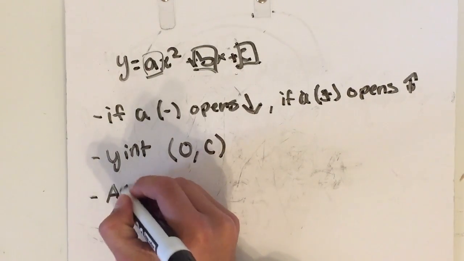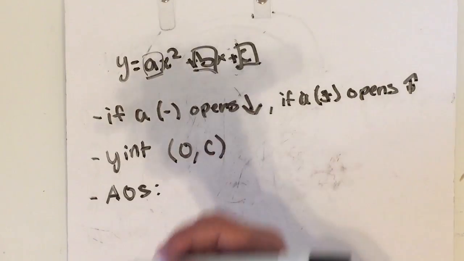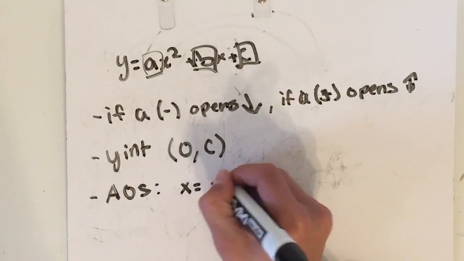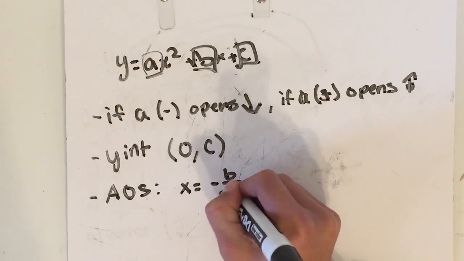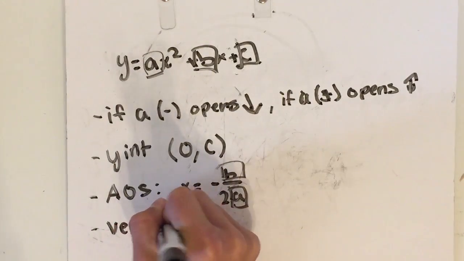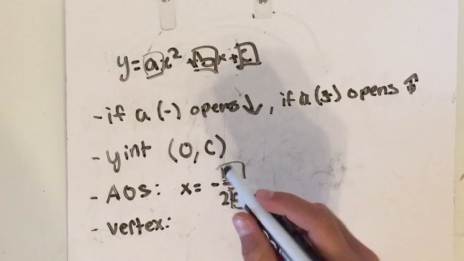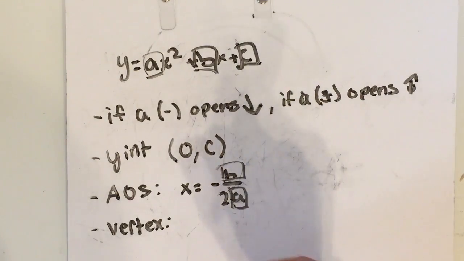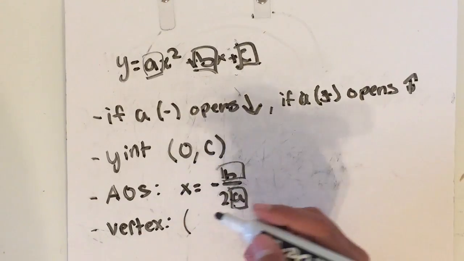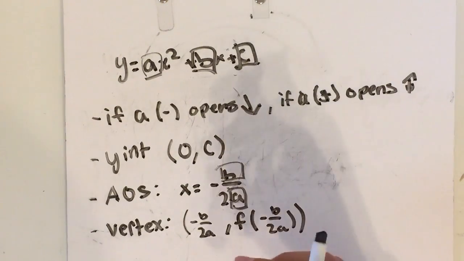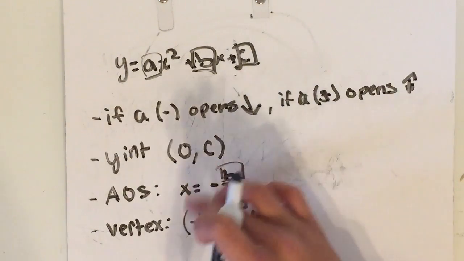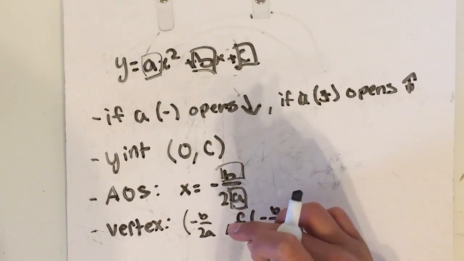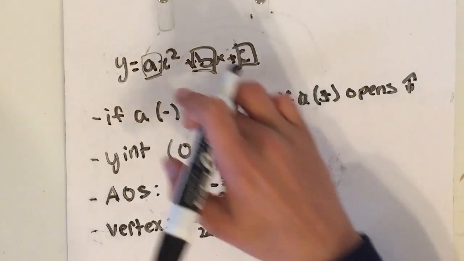We call this the AOS. So the AOS equation is x equals negative b over 2a. In order to find the vertex, you need to find the AOS first, because the AOS determines where the vertex is going to be. Whatever you get for your AOS, that's going to be the x term of your vertex. And then you're going to take that x term and plug it into the quadratic equation up here.